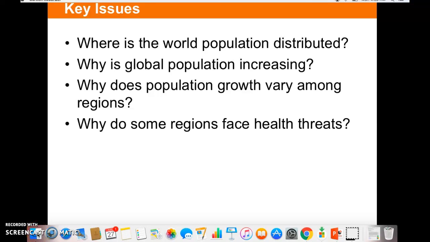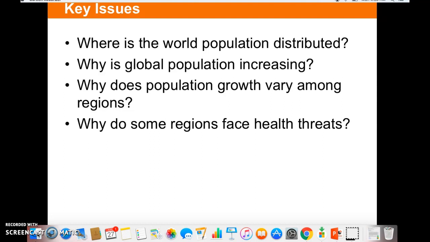So for the second part of your second unit, we'll be covering Chapter 4 in your review book at home and Chapters 2 and 3 in our textbook in class. And our topics are population and migration. And we're looking at some major themes or key issues.